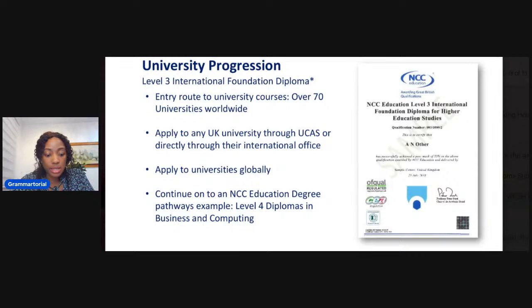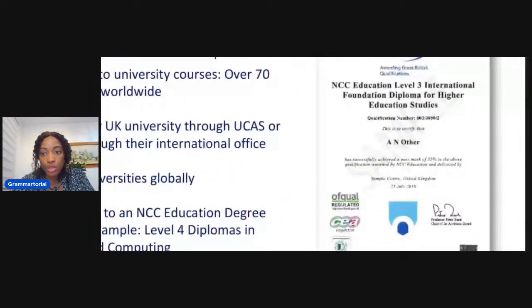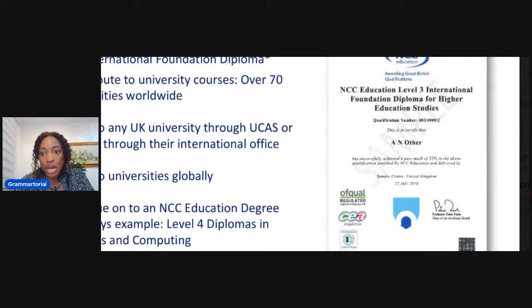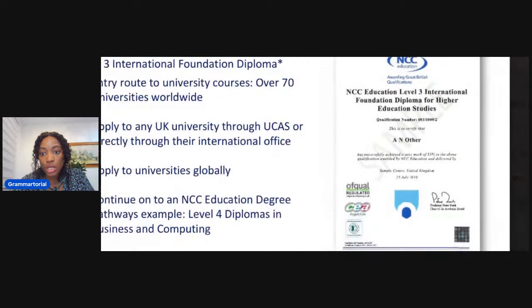Yes, that is it. So you can see what your qualification will look like. That is your qualification. Once you finish the IFD, you're going to get a qualification that looks like that with NCC Education, who are the awarding body, and then it's going to state Ofqual regulated. So it's an Ofqual regulated qualification, and it's going to state the name of the qualification and the signature of the chair of the awarding body. So that's what an IFD qualification looks like.